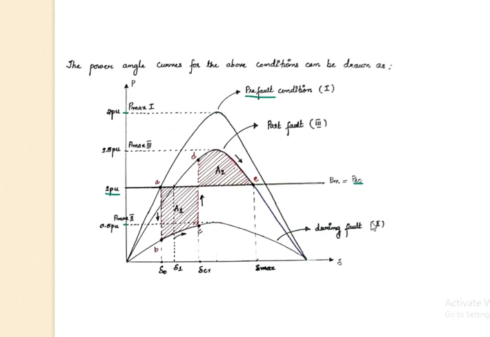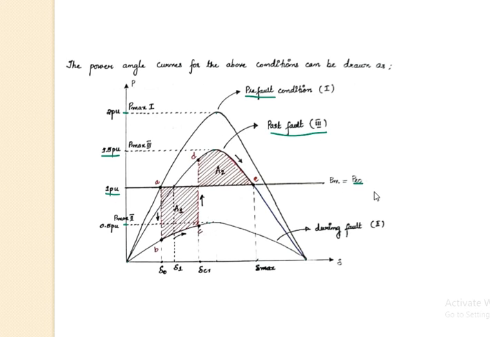Now one more curve is pending, that is post fault condition, where the maximum power is given as 1.5 per unit. By considering that maximum value, you can draw another power angle curve which represents the post fault condition. Okay, clear? So in this way, first you need to draw the three curves and the mechanical power input.